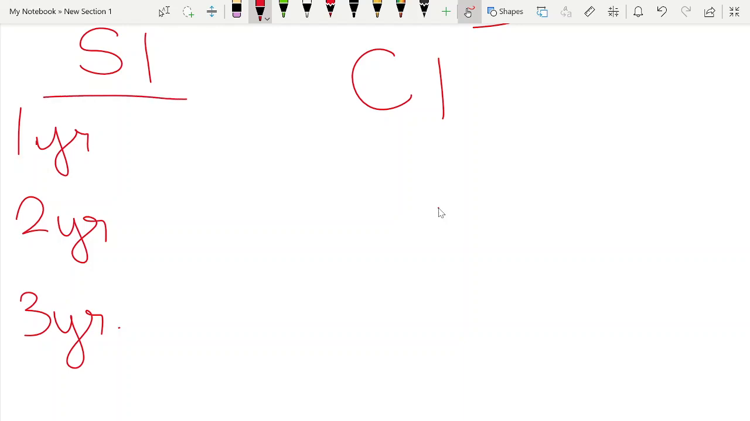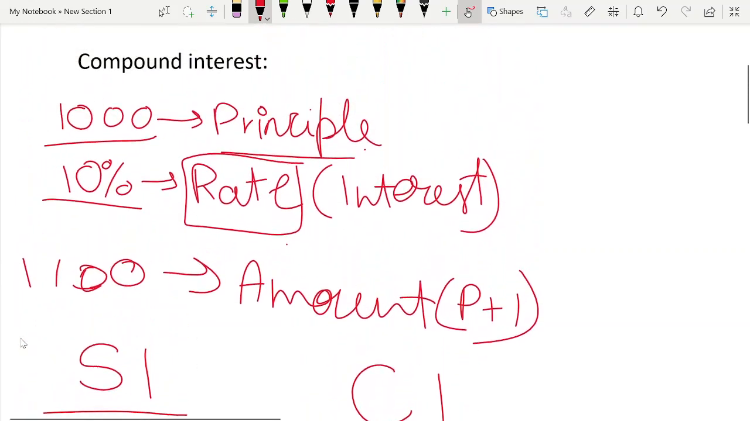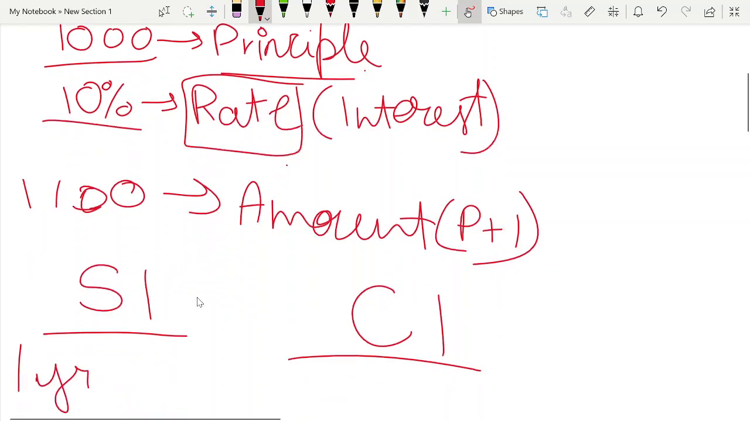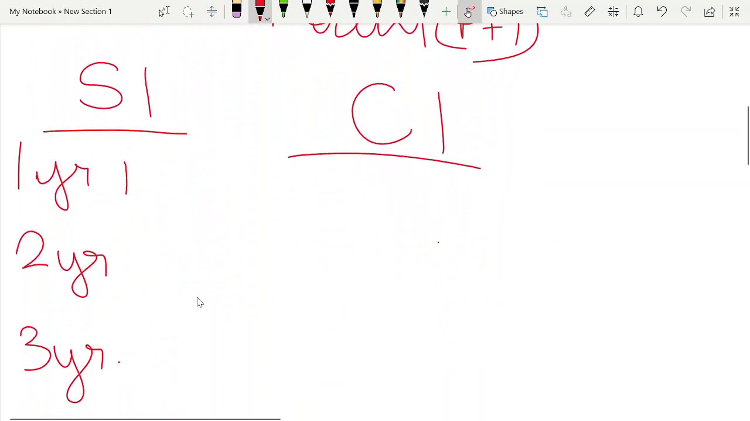SI, which is simple interest, and CI, which is compound interest. Now I've got 1 year, 2 year, and 3 year. So, if you're borrowing 1,000 rupees from the bank on a simple interest plan, then every year you will have to pay 100 more because that's 10%.